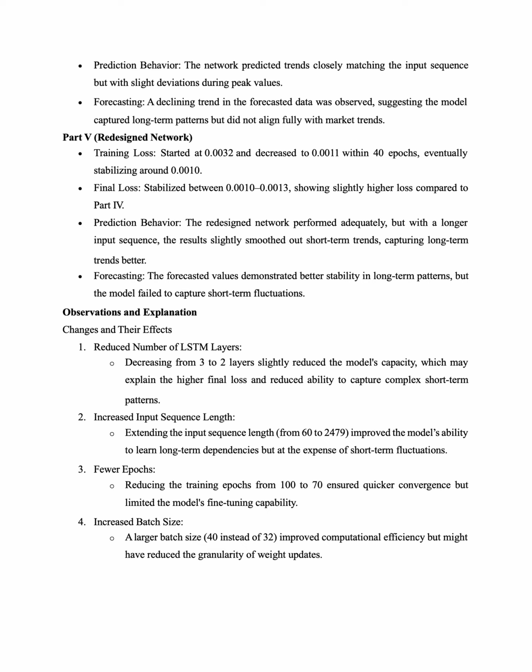Fewer epochs: reducing the training epochs from 100 to 70 ensured quicker convergence but limited the model's fine-tuning capability. A larger batch size, 40 instead of 32, improved computational efficiency but might have reduced the granularity of weight updates.